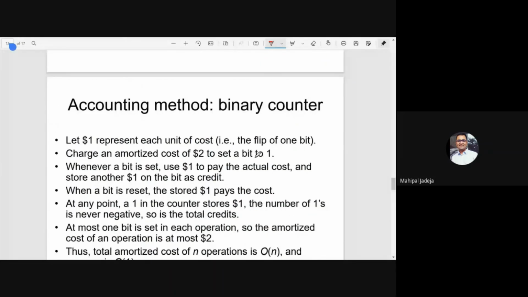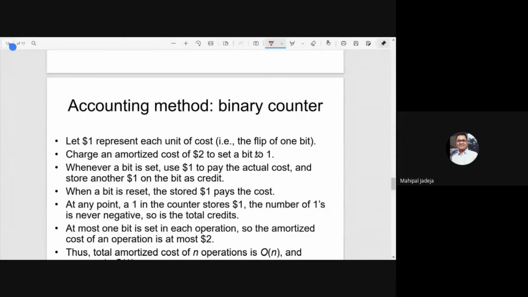So now we are going to apply the same accounting method to our second example, which is the binary counter. In a binary counter, flipping of the bits is required, and we are either setting or resetting the bits. So the actual cost is $1, which corresponds to order of one, because one flip operation is required to change the bit.